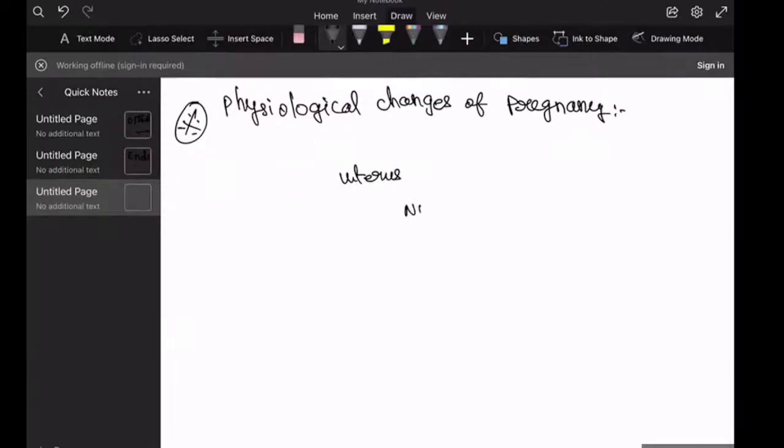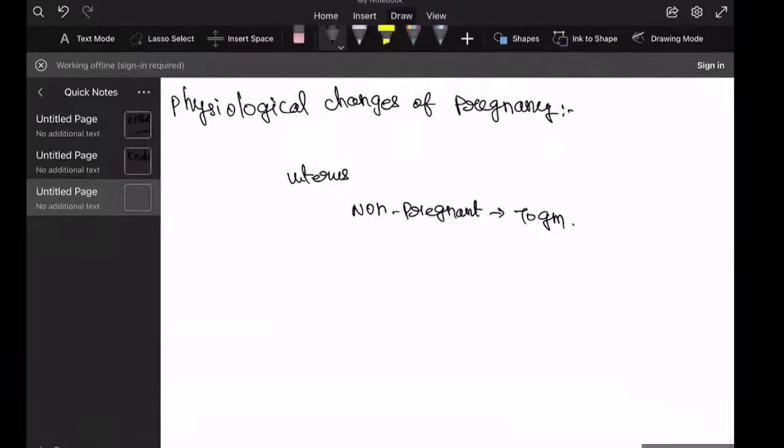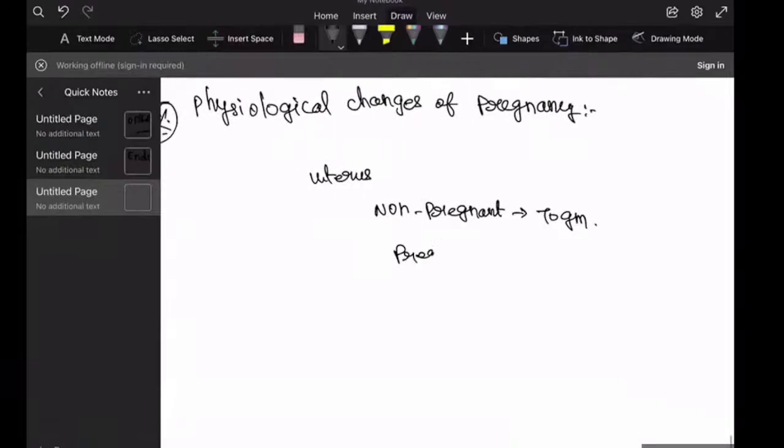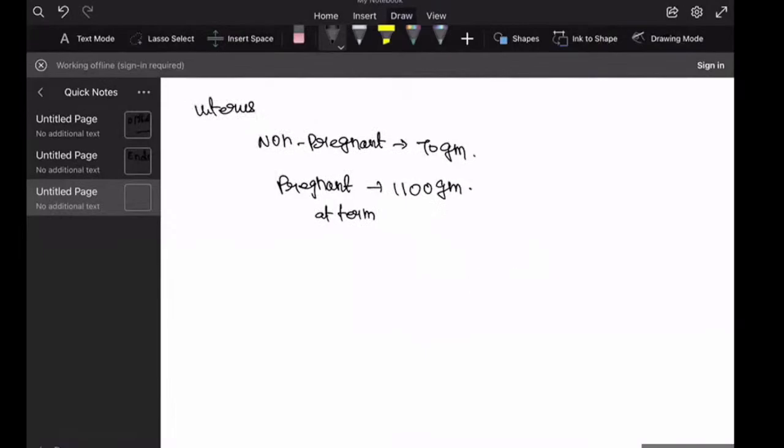Uterus: if it is a non-pregnant woman, the uterus is usually 60 to 70 grams. A pregnant uterus at term is going to be a minimum of 1 kilogram, 1100 grams. There is uterine hypertrophy in pregnancy, mainly because of estrogen. Estrogen mainly, then progesterone.